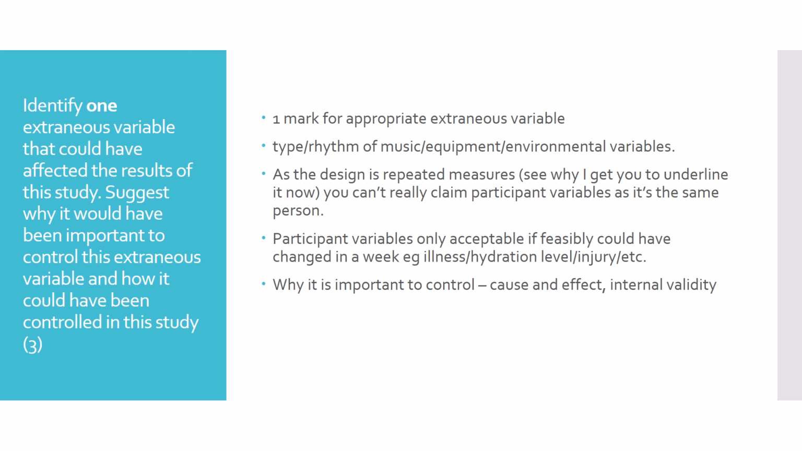Or environmental variables. If it's very, very hot one day and cold the next, then that could affect our running. So you do need to check that's contextualised. Again, can you underline where you've mentioned it? And how could it be controlled in this study? So make a suggestion in context to this study. So therefore everyone should have the same music or the same rhythm of music, or you should use the same running machine, or the temperature of the room should be the same to control for the fact that the temperature outside is different. Okay, all of that must be contextualised.